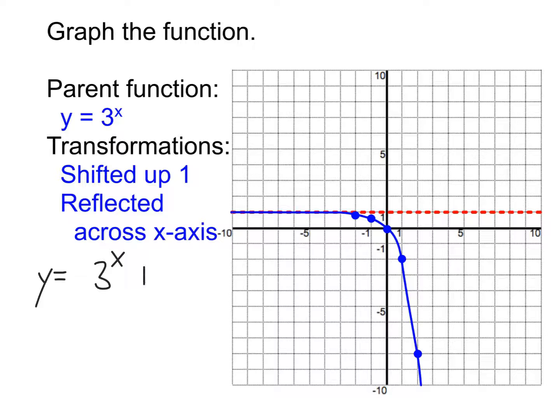The shifting up 1 has a plus 1 on the end. The reflection means it's a negative 3 to the x. So the equation was y equals negative 3 to the power of x plus 1, in case you found it just for fun.